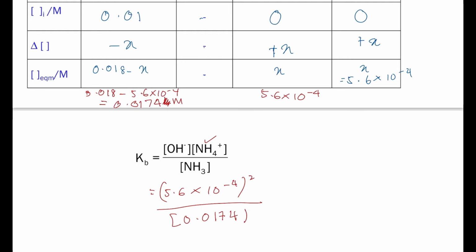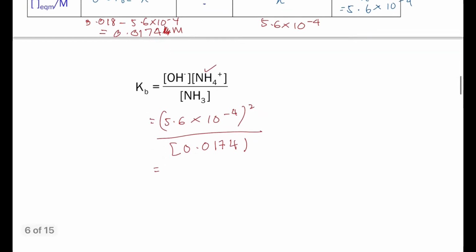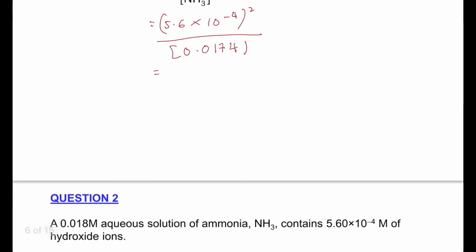Like this. So our KB will be, press the calculator, and you will get 1.8 exponent negative 5. So that is the value of KB. No need to put the unit. Okay, what about the marks?